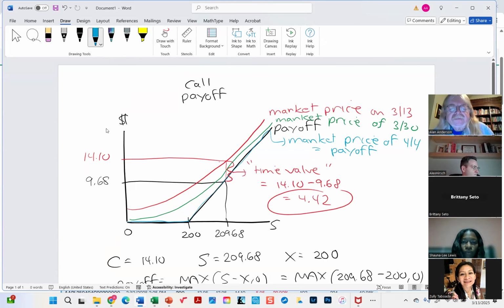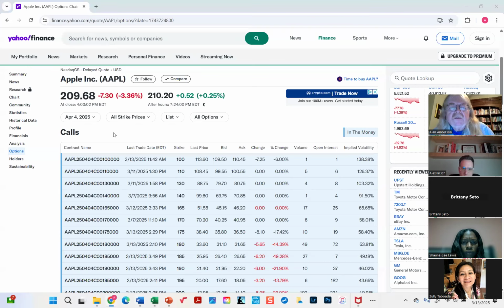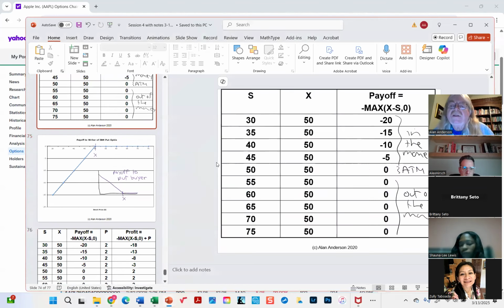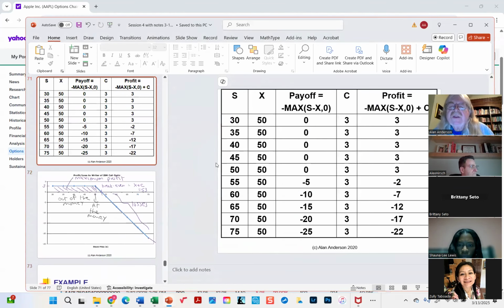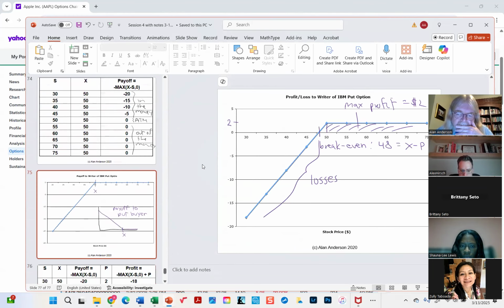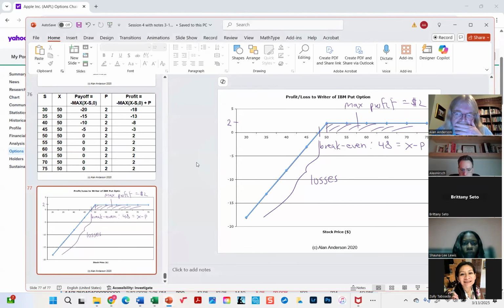Anyway, so let's see where we left off. Oh, right. So now we understand the payoffs and the profits and losses of the buyers and the writers of calls and puts. Okay, so that part is done.